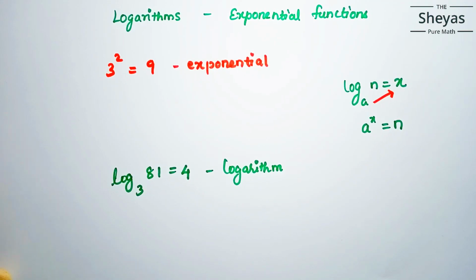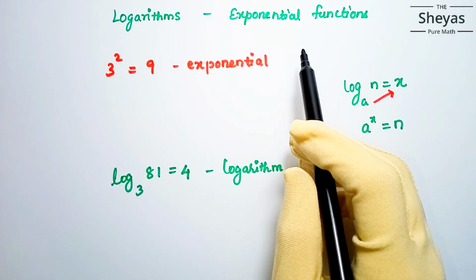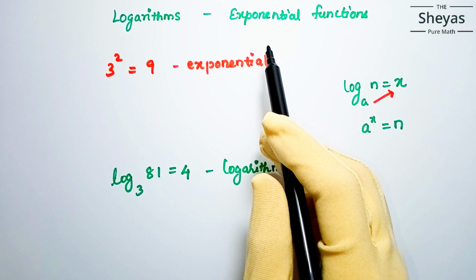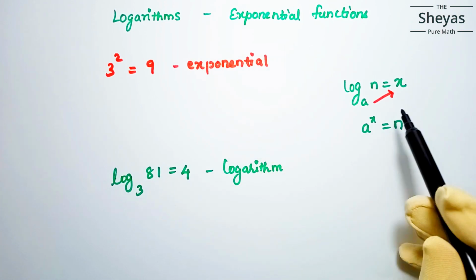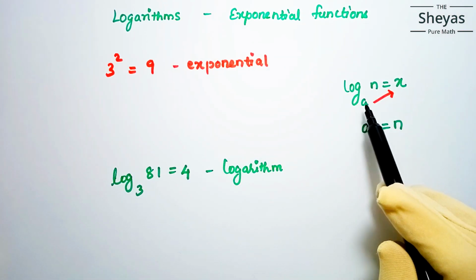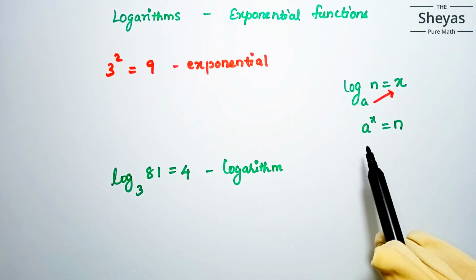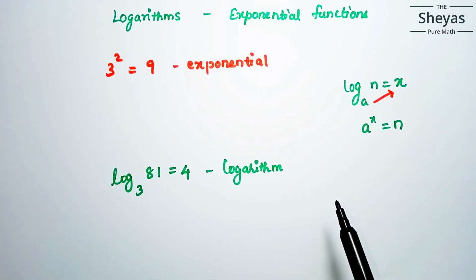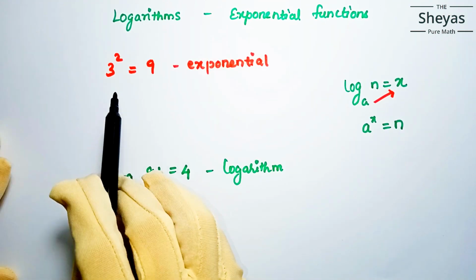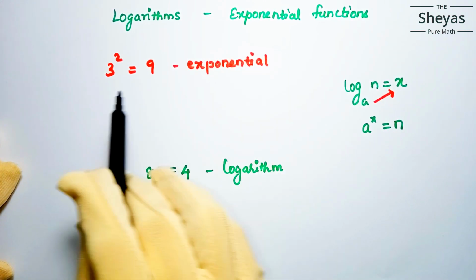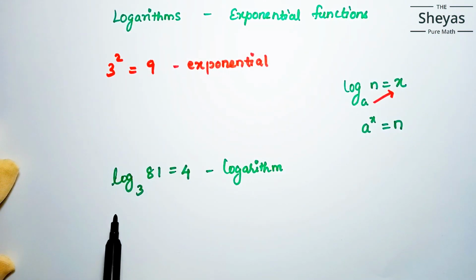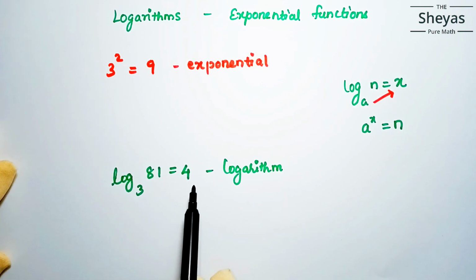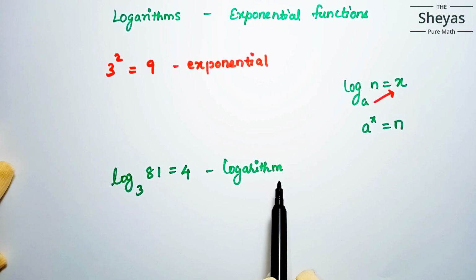Hi friends, today we are going to discuss the problems under logarithms and exponential functions. Logarithm is the inverse of the exponential function. This is the logarithmic form, log to the base a of n is equal to x, and this is the exponential form, a power x is equal to n. Now just see, 3 square is equal to 9. This is in exponential form, and log to the base 3 of 81 is equal to 4. This is in logarithmic form.